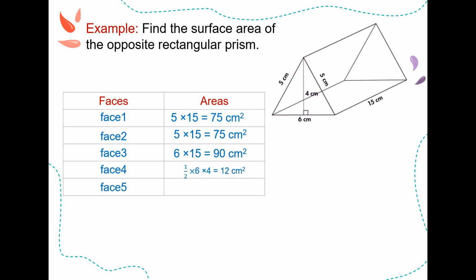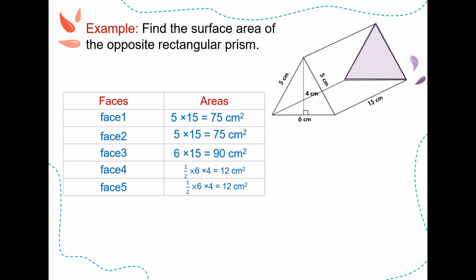Face number 5, which is the last face, will be what? Yes, the backward one, which is what? Parallel to this face or this base, and it will be identical to it. Of course, it will be the same as this one. So where is the base and where is the height will be the same as this one. So again, it will be half times base times height. Half times 6 times 4 equals 12.